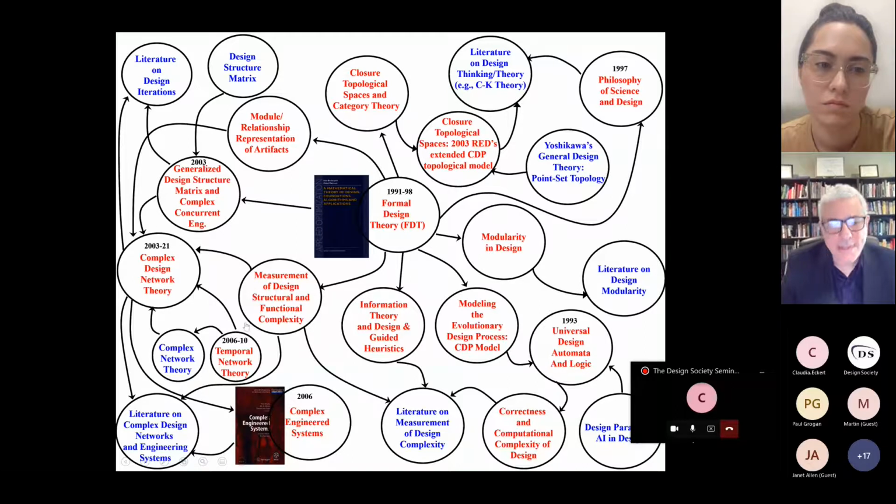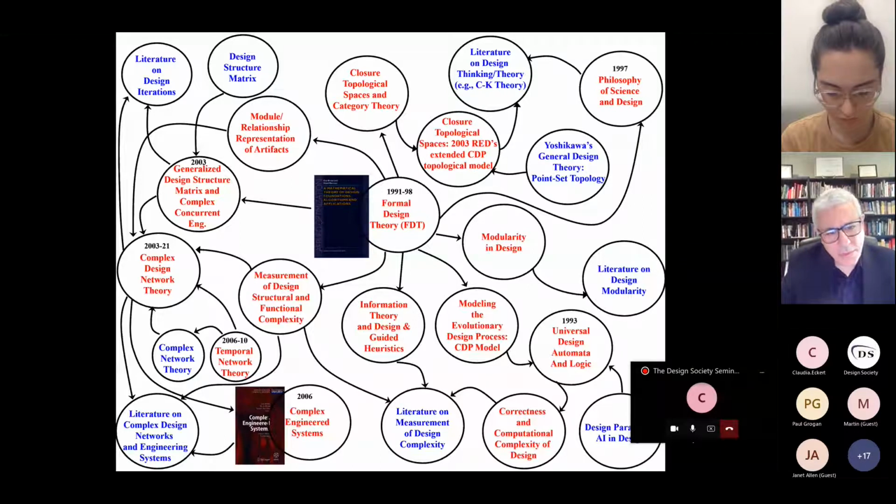The work on measuring design and functional complexity, the work on information theory, and the work on the computational complexity aspect of design impacted quite significantly the literature, the entire growing literature on measuring design complexity. Since then people started to apply very similar techniques. So that was gratifying. With respect to complex design network theory, let me explain how the idea came about on that side.